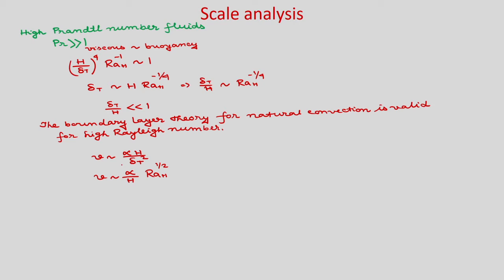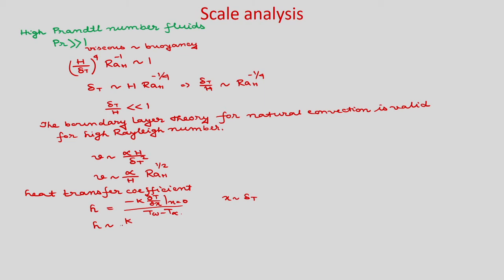Now, let us find what is the heat transfer coefficient. So, you know h is equal to minus k del T by del x at x equal to 0, divided by T_w minus T infinity. As you know, x is of the order of delta t, and this delta t will be delta t. So, you can write h will be of the order of k by delta t.